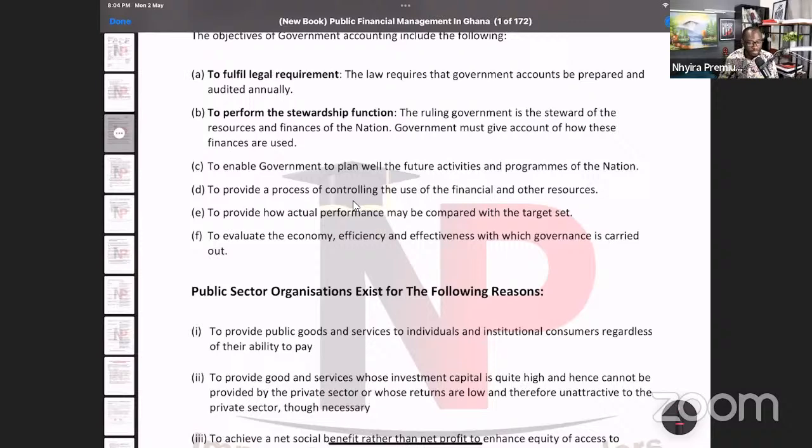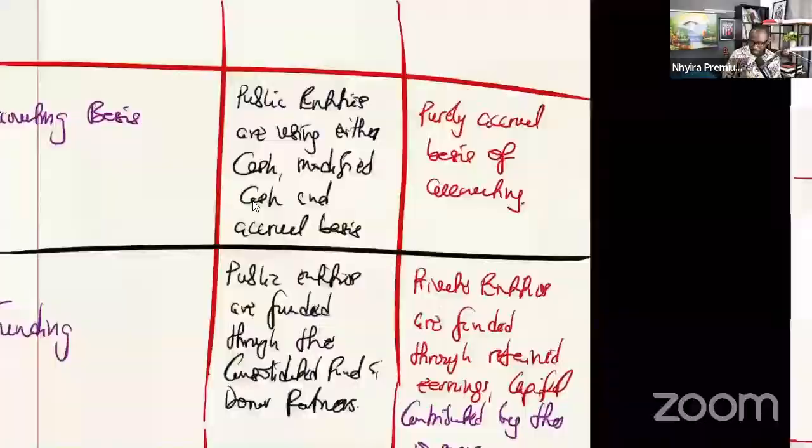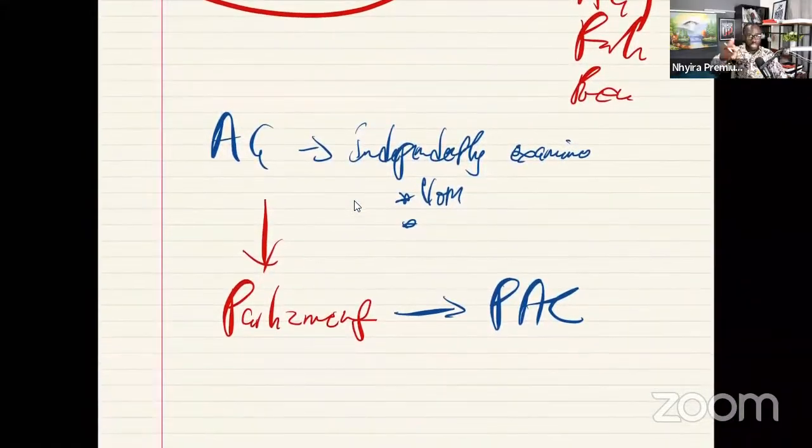Three, to enable government to plan well the future activities and programs of the nation. Definitely. Because on the utilization of the government's projects, we have to prepare reports on those projects. So that helps government to plan for the future.